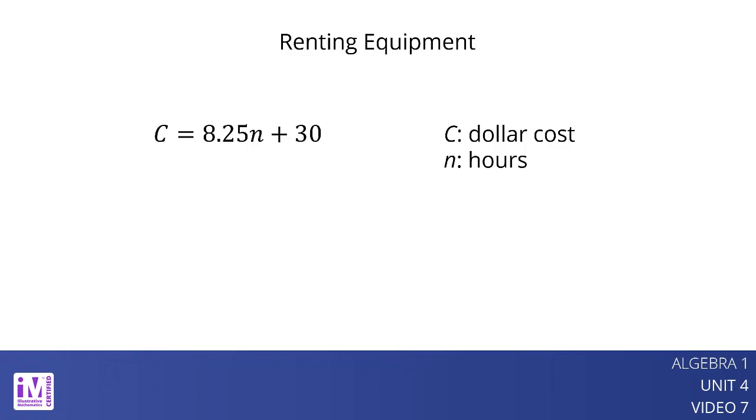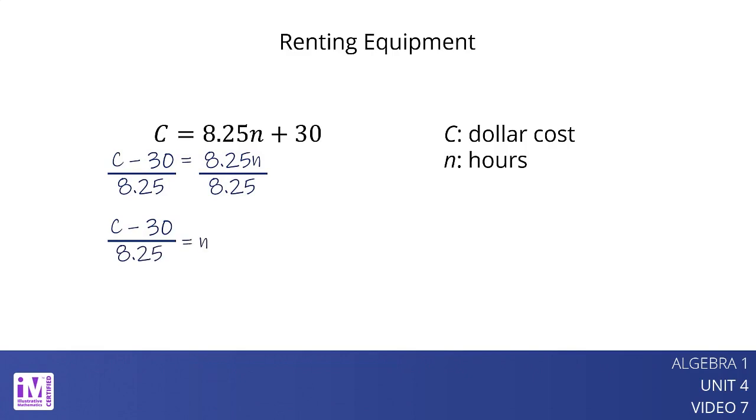What is the inverse of this function, and what does it tell us about the length and cost of rental? To find the inverse, let's solve for n. n equals the quantity C minus 30 divided by 8.25. If we know the cost of rental, C, we can substitute it into the expression, the quantity C minus 30 divided by 8.25, and evaluate it to find the hours of rental, n.